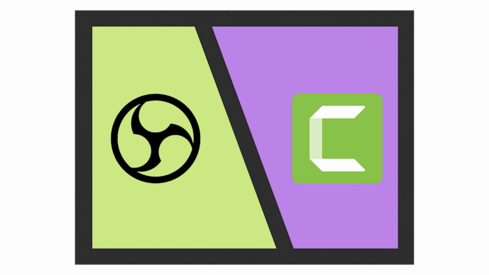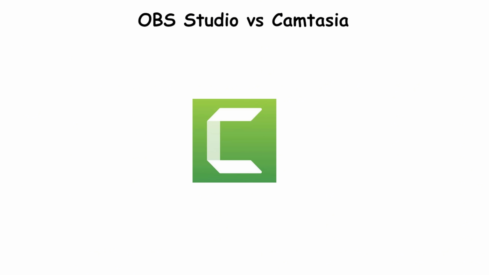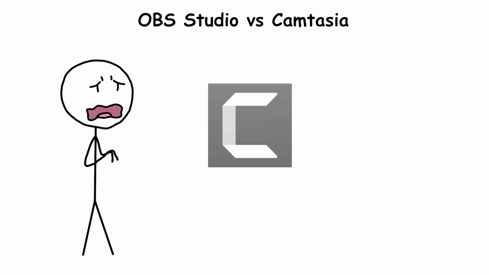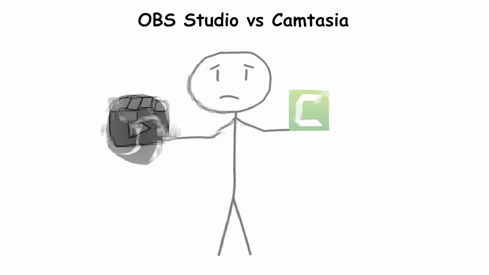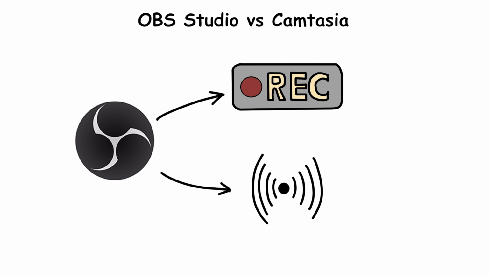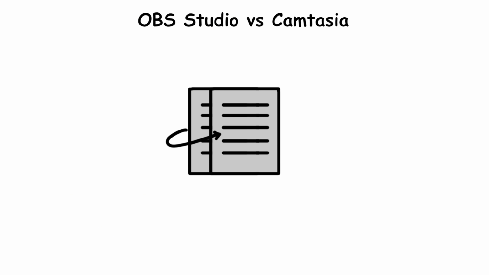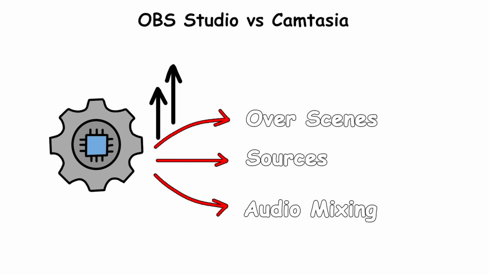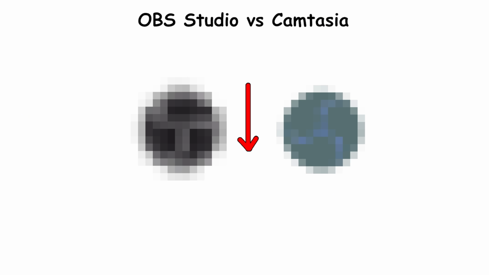OBS Studio versus Camtasia. Camtasia is polished, but its high price tag put it out of reach for students, hobbyists, and small creators. OBS Studio, Open Broadcaster Software, stepped in with a free, open-source alternative for recording and streaming. It didn't just copy features. It gave users advanced control over scenes, sources, and audio mixing that even some paid tools lacked.